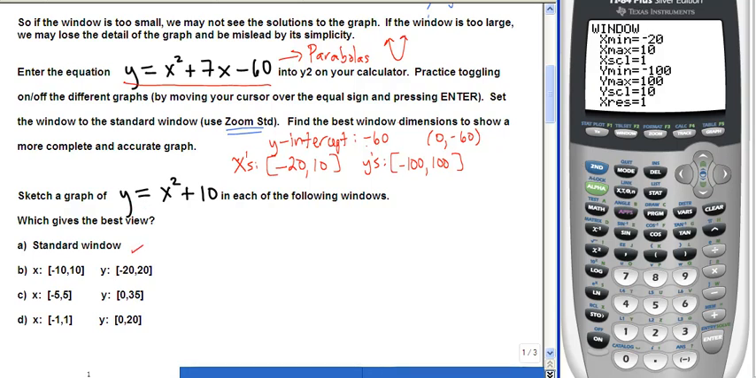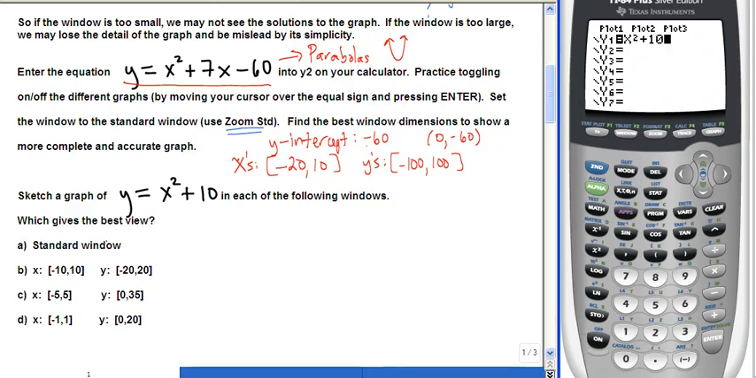This time we're going to graph y equals x squared plus 10, and we're going to do it in each of these 4 different windows. So let's go back to our y equals, and let's go ahead and clear out both of our previous graphs. And in y1, I'm going to type in x squared plus 10. So we're going to hit x, square it, and then do plus 10.